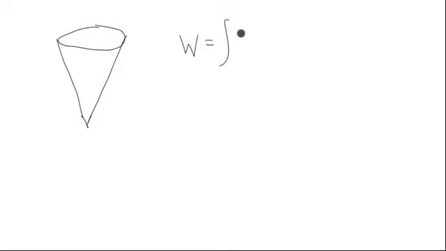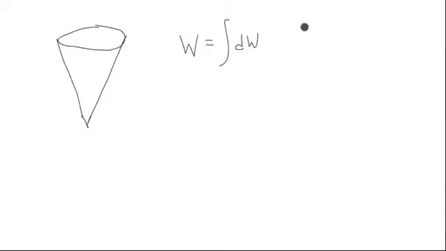We're going to take a look at another way of doing the work of pumping all the water of a cone out of it, or up to the top, different from the last method. So this time we're going to compute work, and we're going to do it in the following way. We're going to look at little tiny pieces of the work, but we're going to split it up differently.